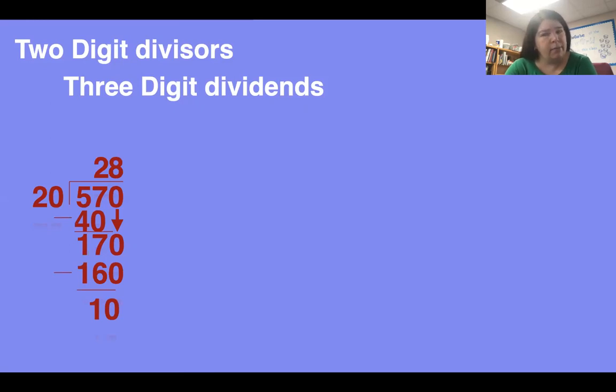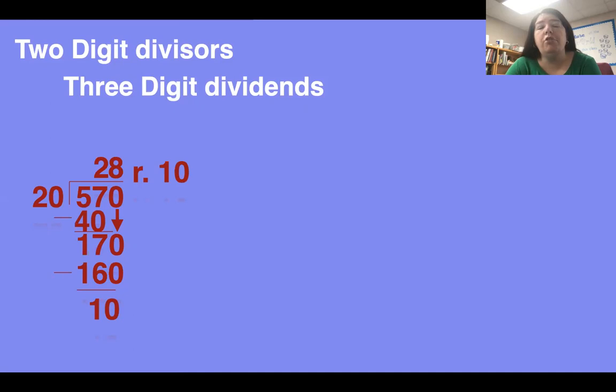Can we bring down? There's nothing left to bring down. If there was another digit, we can bring it down, but there's not. So that means that our number 10 is our remainder. Very good. Now, I did notice on some of your tests last week or the week before, you didn't remember how to do this. Make sure you write remainder 10.